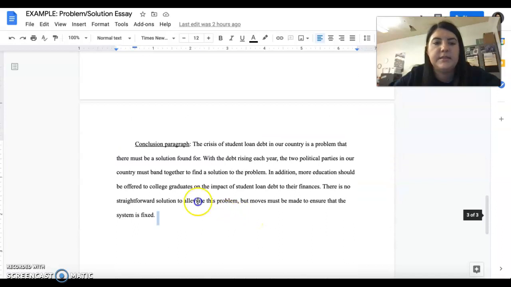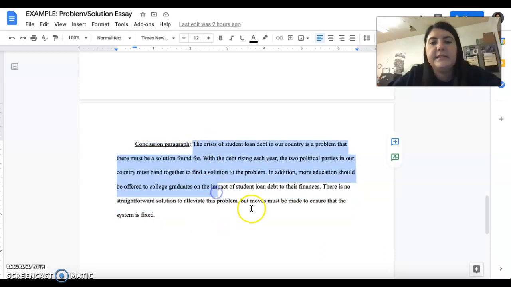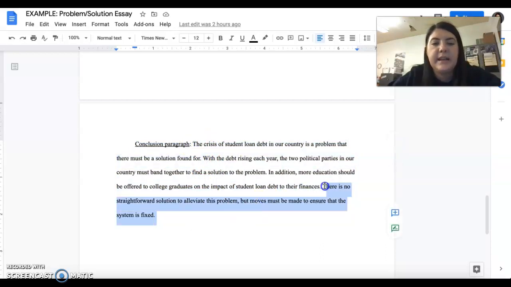And then we jump down to my conclusion. Again, it's short and sweet. I am restating the thesis, restating my main ideas, and ending with what my solution would be.